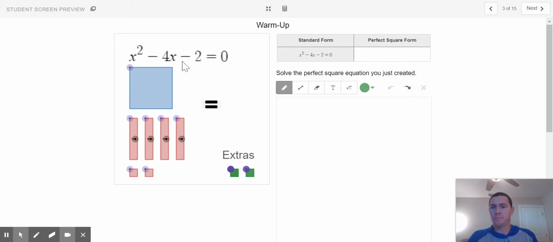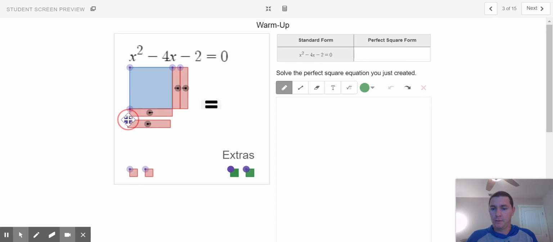So we start off with x squared minus 4x minus 2. Well, I know that I'm making squares, so I know that my length and my width will have to be the same. So I'm going to put 2 here and lay these guys down and put 2 here. Now I have these two negatives, and I can't just ignore them. But I know that I have to fill these with positives because negative 2 times negative 2 is going to be positive 4. So fill in these with positive 4.